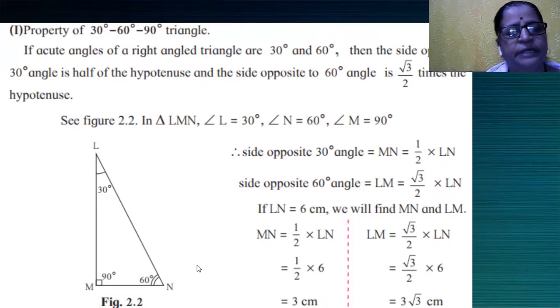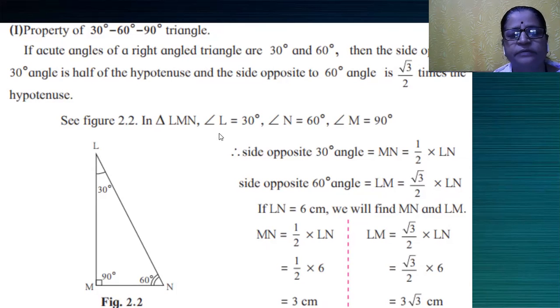Last year we studied the theorem of the 30 degree, 60 degree and 90 degree triangle. Today we are going to use this theorem as a formula, and we are taking it as a property. In a triangle with acute angles 30 degrees and 60 degrees, the side opposite to 30 degrees is half of the hypotenuse, and the side opposite to 60 degrees is square root 3 divided by 2 times the hypotenuse.